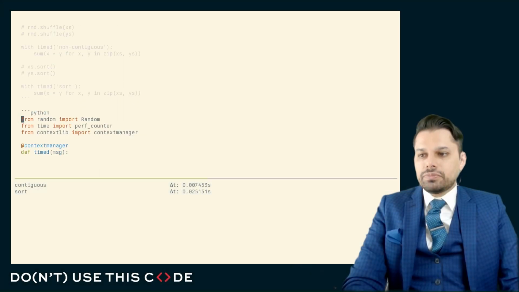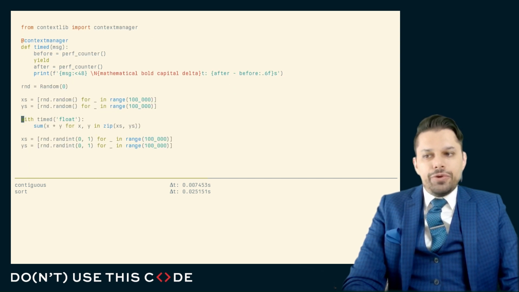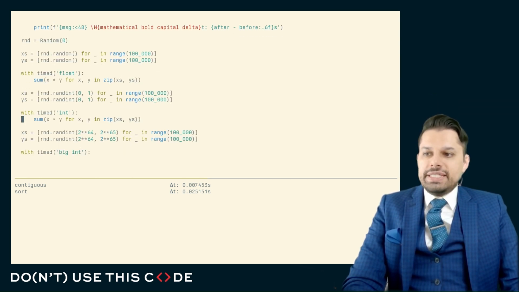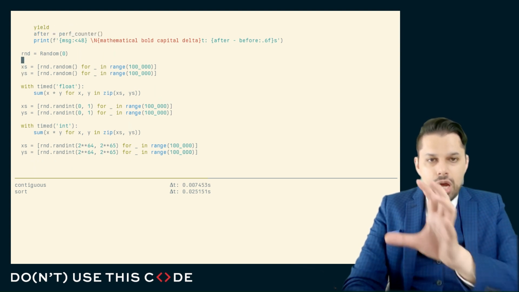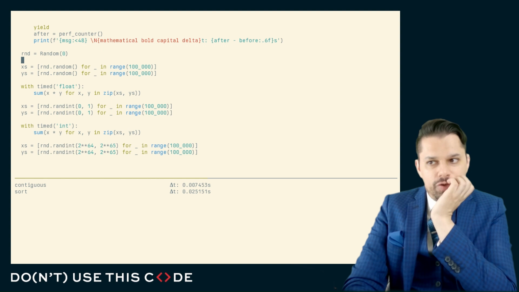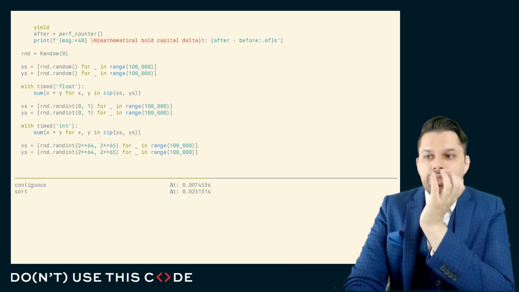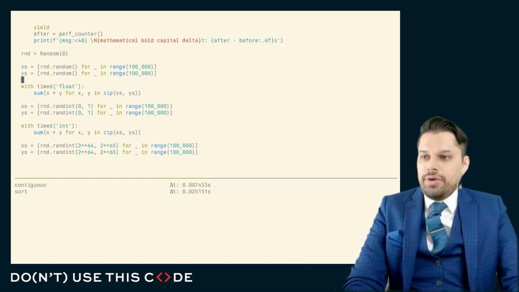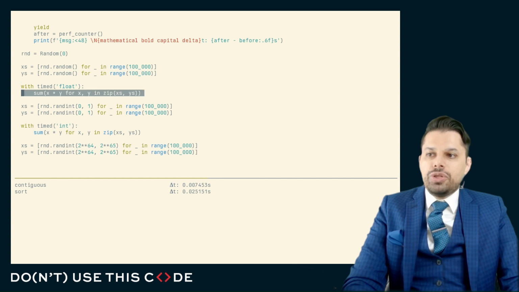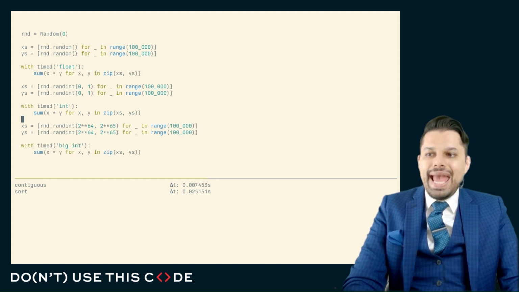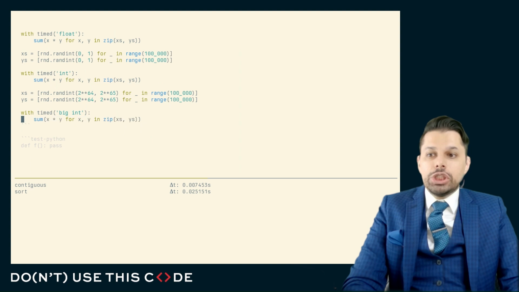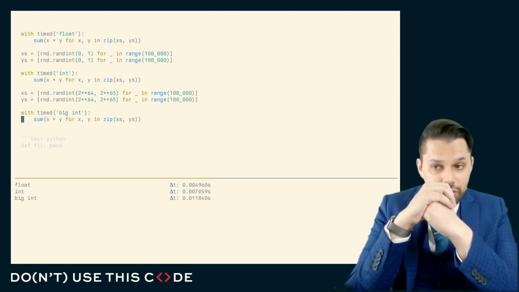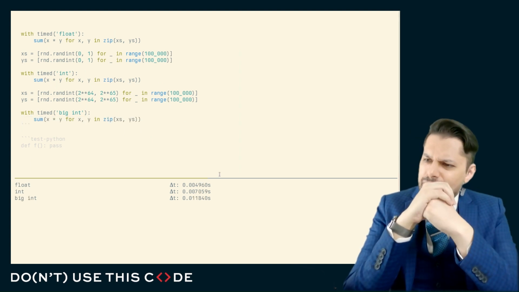Extension module. Let's take a look at another example. Here, we can see the difference in the speed of an operation being performed on floating point values versus integer values. And here I'm going to do the dot product again, but I'm going to do the dot product on floating point values. I'll do the dot product on integer values, and I'll do the dot product on very large integer values.